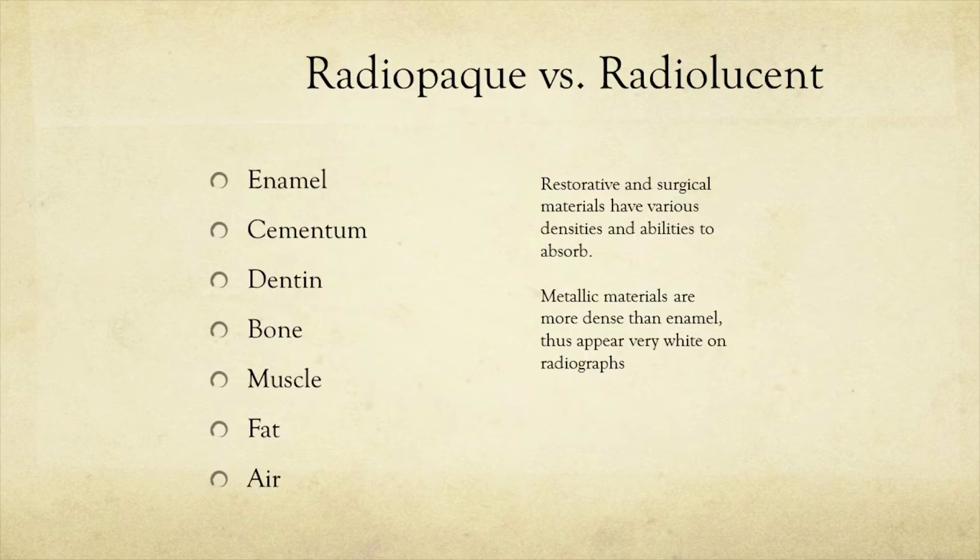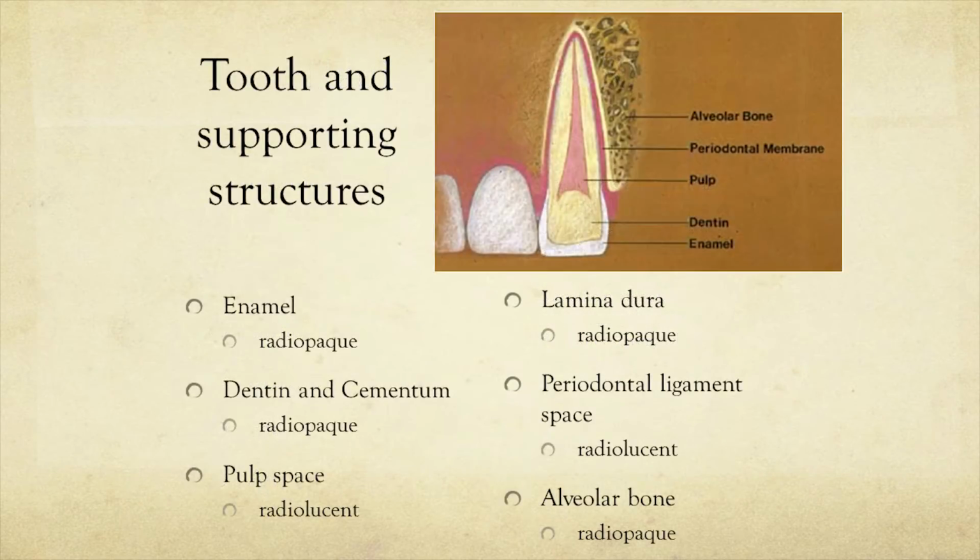Or if you're looking at restorative materials, the nature of the material matters. There are restorative materials which are radio opaque, and some which are radiolucent, and then there are crowns and other areas of the mouth which appear a lot more radio opaque because of the metallic nature of those restorations.